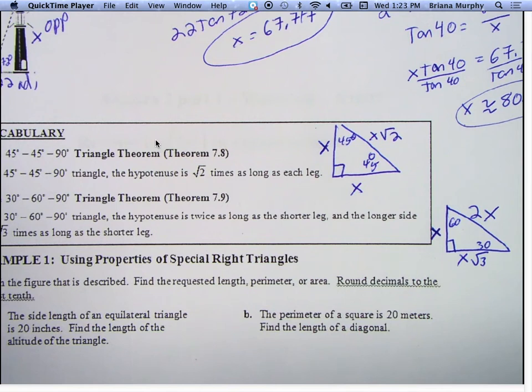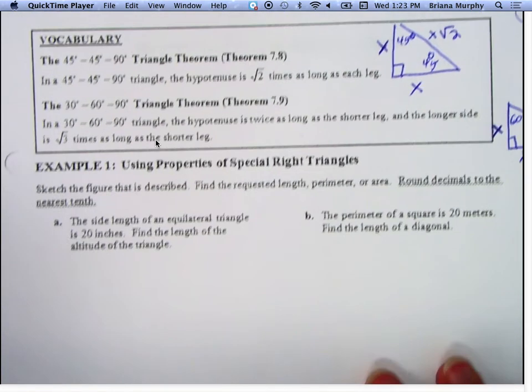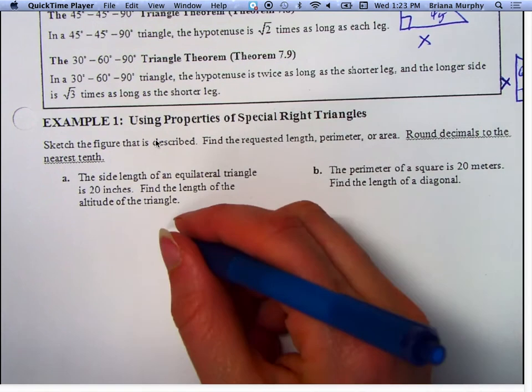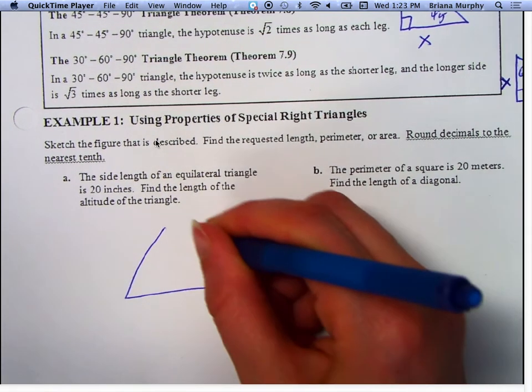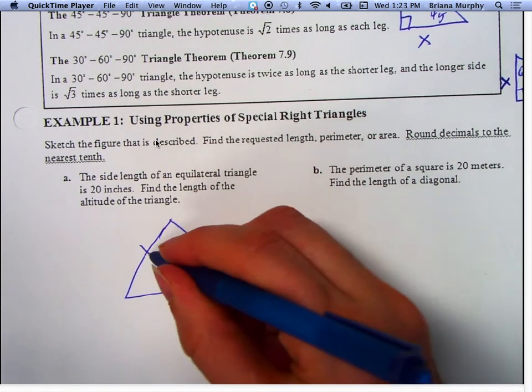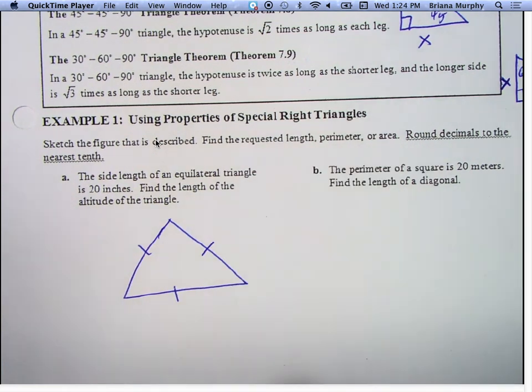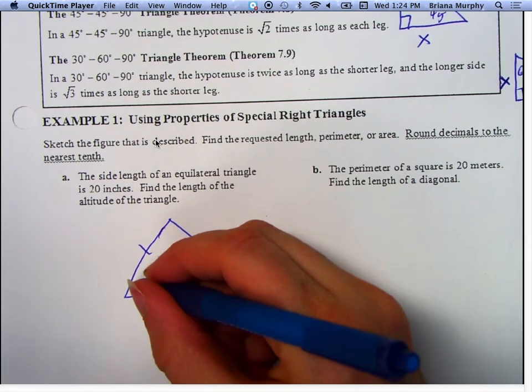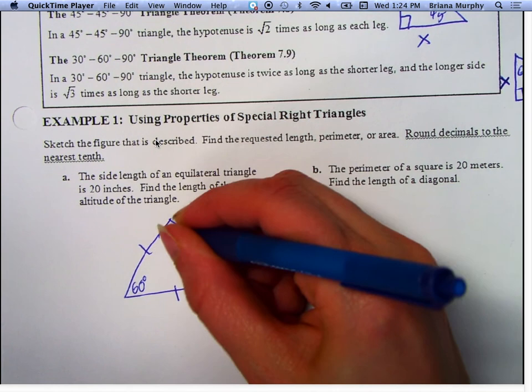All right, so we're going to do an example. We're going to do a 30, 60, 90 triangle first because we did a 45, 45, 90 for the warm-up. Okay? So, if we have an equilateral triangle, what do equilateral triangles mean? What is special about them? All sides are the same, and importantly, all angles are 60 degrees.